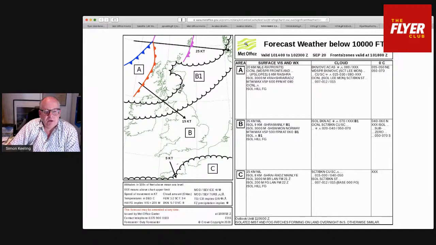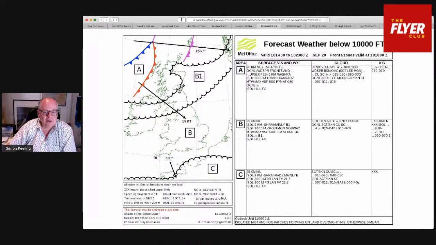So what should we look at first? Well, first off, take a step back from the chart itself. It's broken down into several sections. First up, we have here the validity time and the frontal zone validity time as well. So we've already looked at that. Just one thing to notice there as well. Notice it says here, forecast weather below 10,000 feet. So the weather we're looking at on here is all below 10,000 feet. 10,000 feet is the ceiling of this chart.